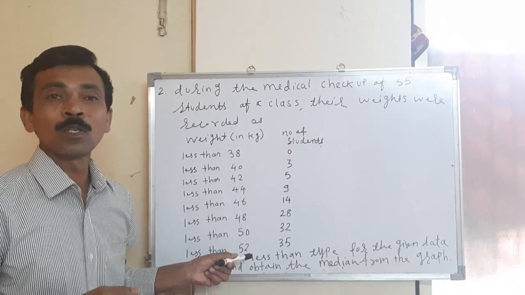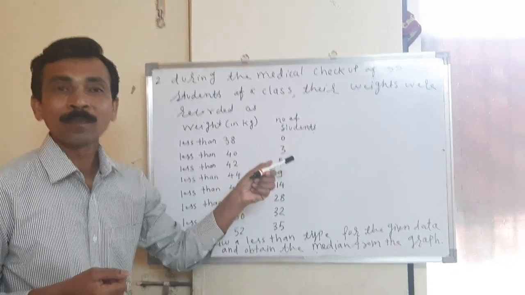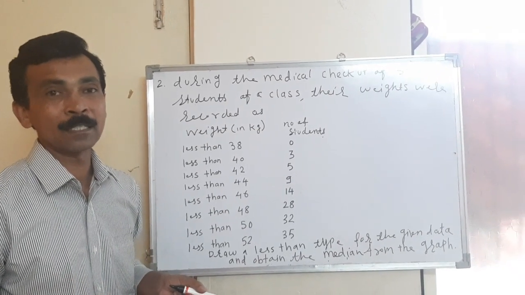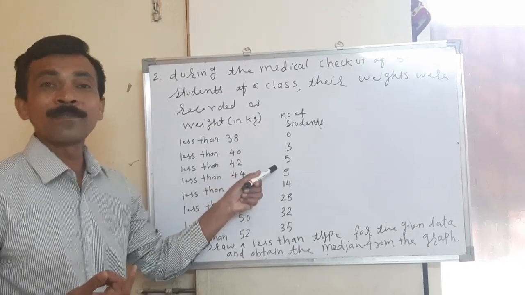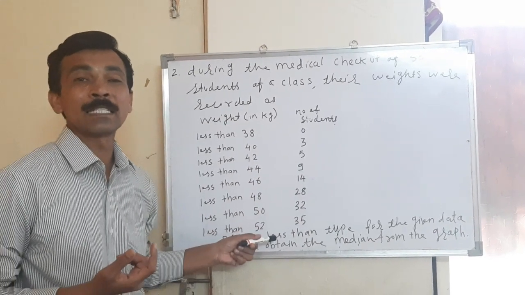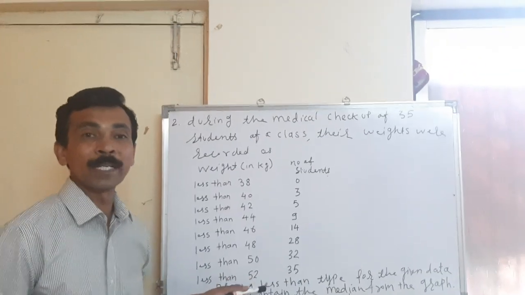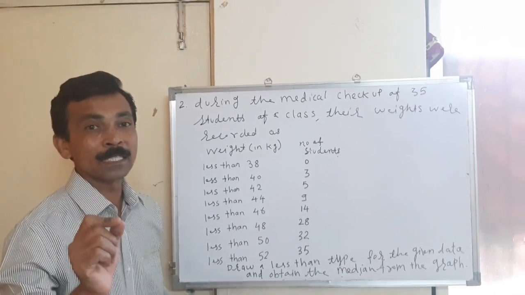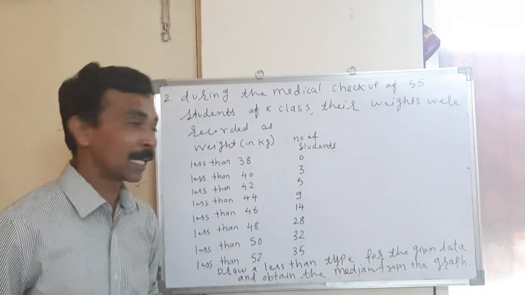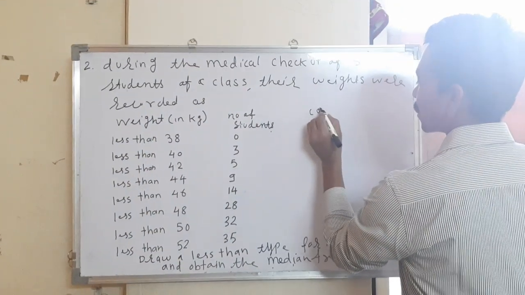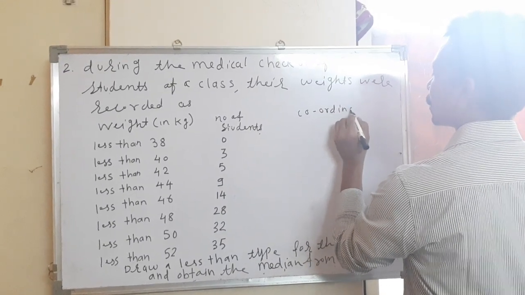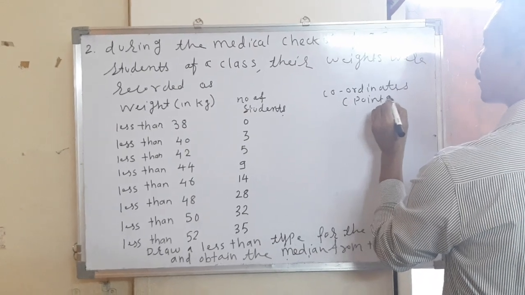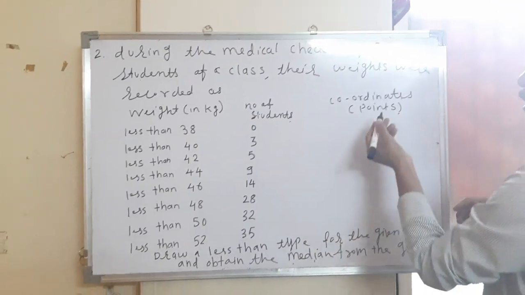So now we have to make only one column, that is of coordinates, that is points, and then we have to plot it. The reason is cumulative frequencies are already with us, so we don't need two more columns, we need only one column, that is of points, that is coordinates. So I will write here coordinates, or I will call it points. So what will be the first point?